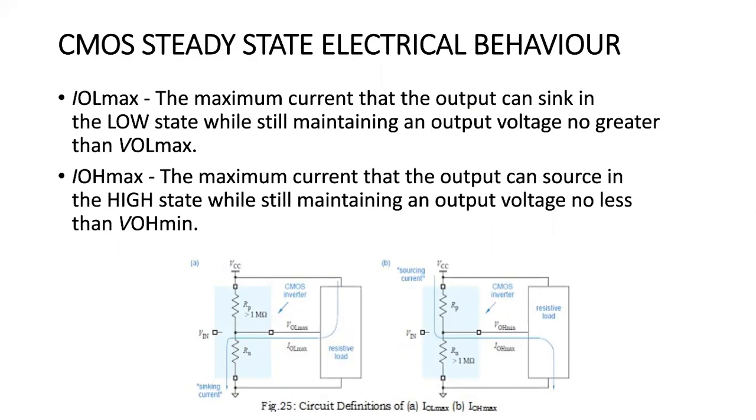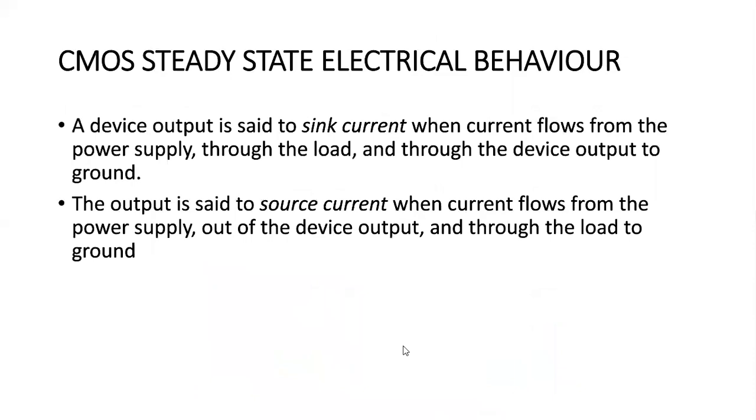Now I am going to discuss the sinking current and sourcing current. When the PMOS transistor is off, the current flows from the supply to the load, from the load to the output, from the output to the NMOS transistor, and then it goes to the ground. This part of the current is known as the sinking current. So we can define sinking current as the current that flows from the supply to the load, load to the output, and into the device output. Then such current is known as the sinking current.